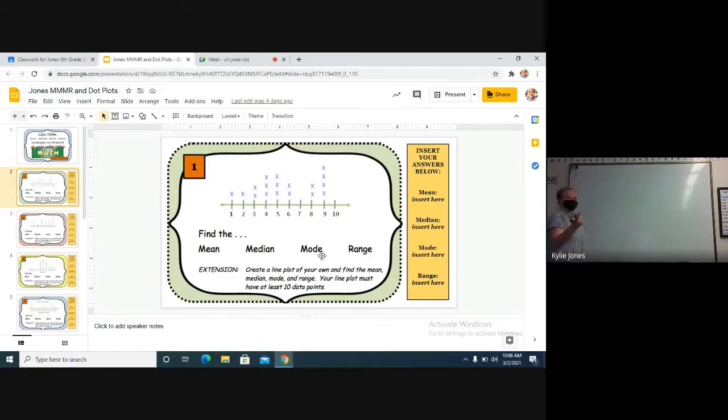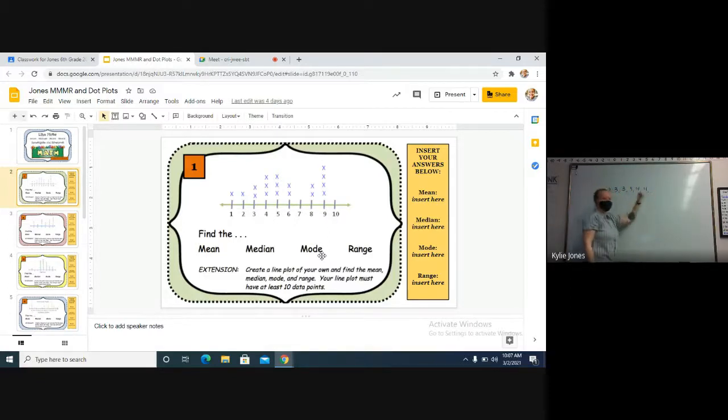So on the number 1, how many X's do you see? Don't overthink it. On the number 1, how many X's are there? 1. So that's number 1. There is one 1 in our data set. What about the number 2? Do we see any 2s? Yeah, 1, 2. So we would write the number 2. What about 3? How many 3s? 2. There's 2 3s, so we need to write 3 twice in our data set. What about 4s? There's 3 4s. So we got to write 4, 4, 4.